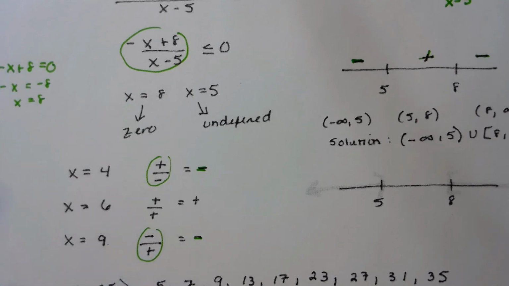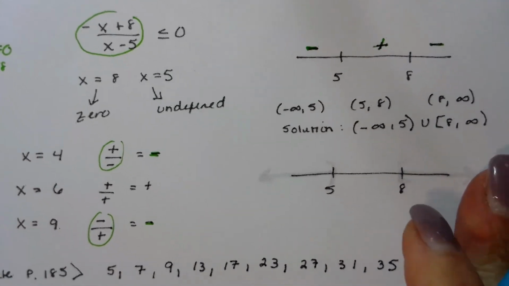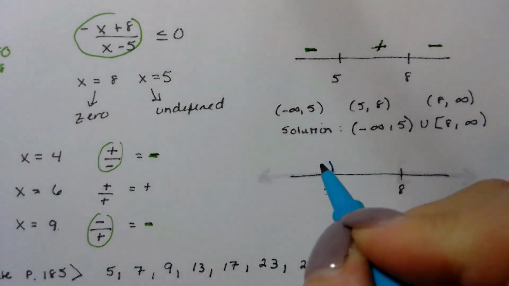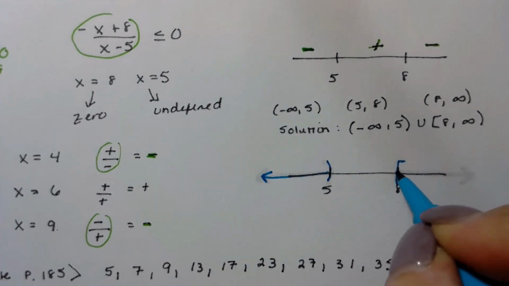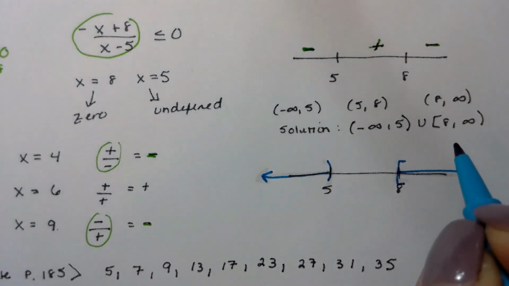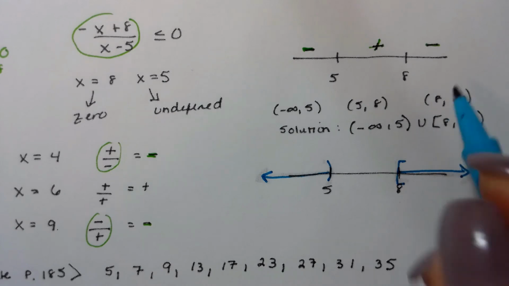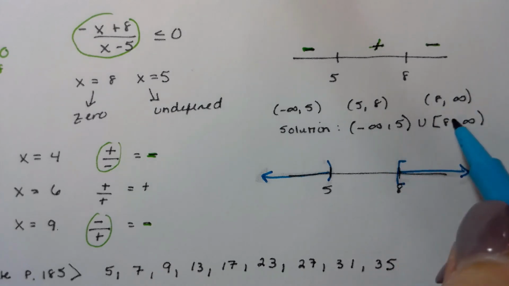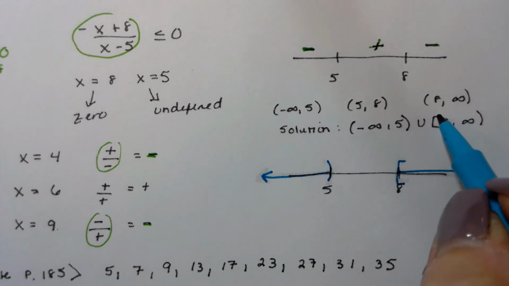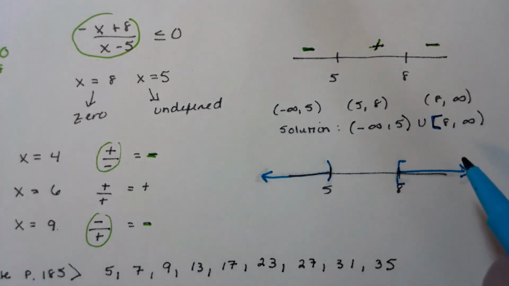So if I'm to graph this thing, I'm going to go to 5 and put a parenthesis and go like so, and I'm going to go to 8 and put a bracket and go like so, and I'll tell you about that in a second. Interval notation, I can write as negative infinity to 5 union with 8 to infinity. Now the bracket means I can include the 8.